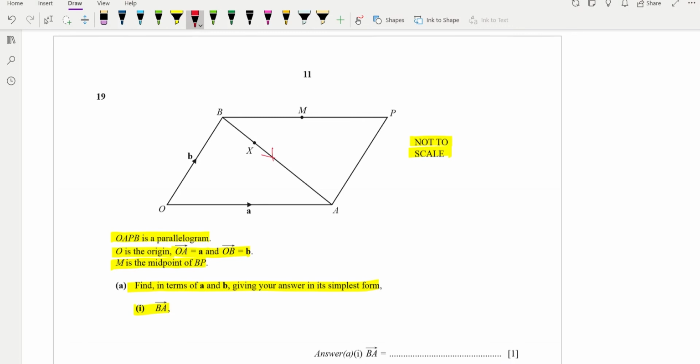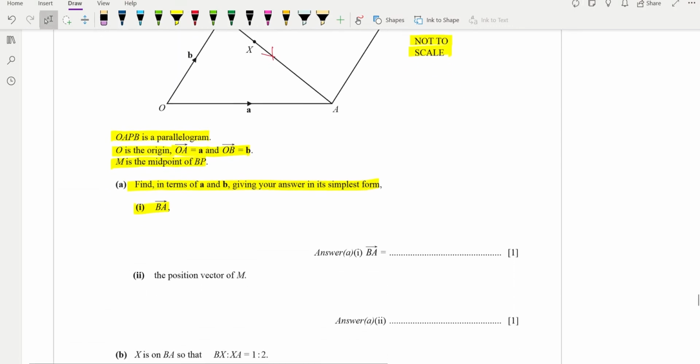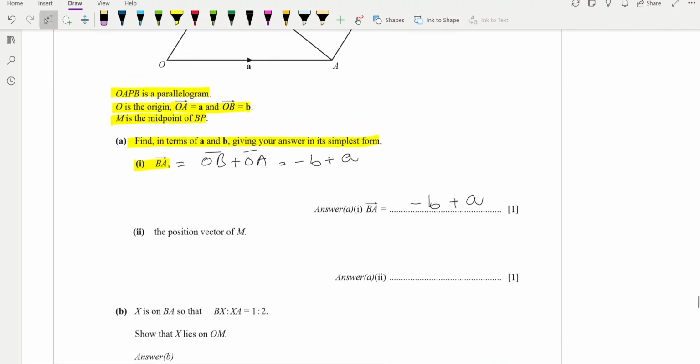So BA will be equal to OB plus OA, and OB is minus B, so minus B plus A. We can write minus B plus A, or we can write A minus B.